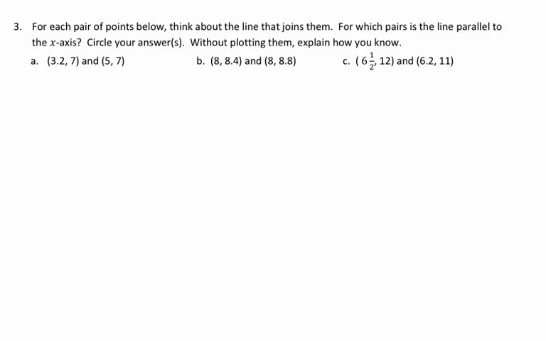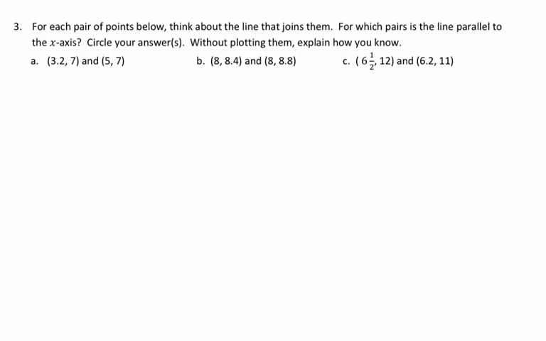So the next homework problem we're going to do is question number 3, and it says for each pair of points below, think about the line that joins them. For which pairs is the line parallel to the x-axis? Circle your answers. Without plotting them, explain how you know. So A has the coordinate pairs at 3 and 2/10 and 7 and 5, 7. And B has 8 and 8 and 4/10 and 8 and 8 and 8/10. C is 6.5 and 12 and 6 2/10 and 11.